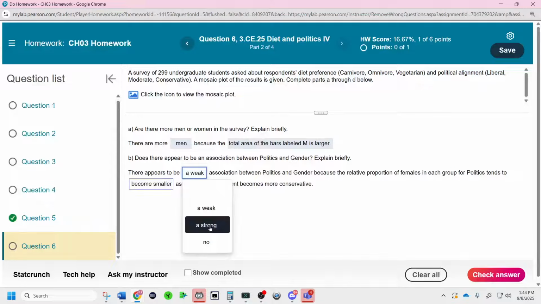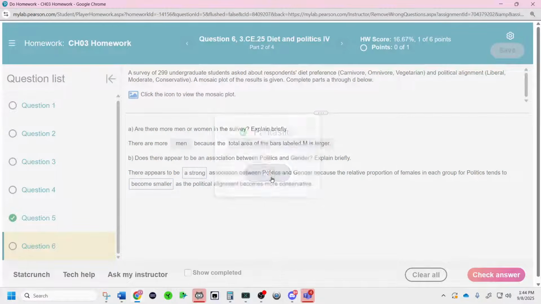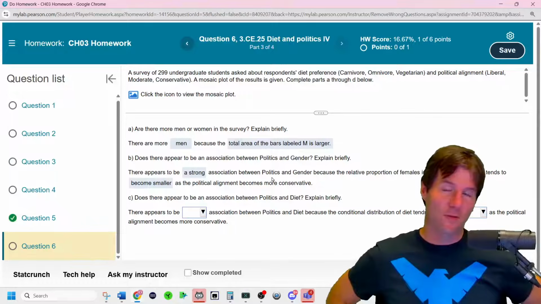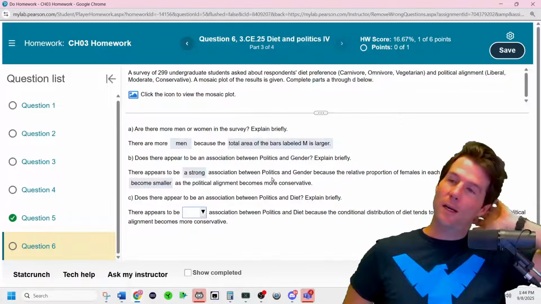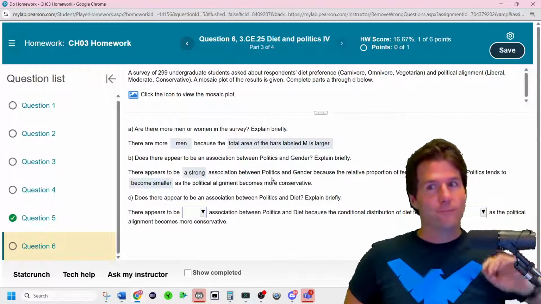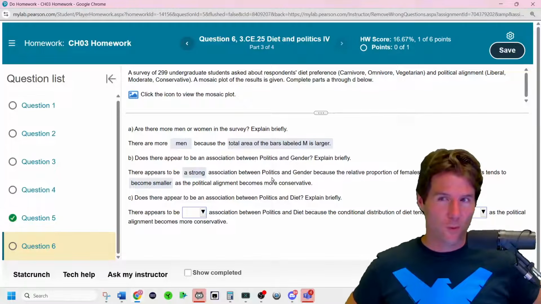And it's strong, really? Calling that strong? That is very subjective. I would have gone with moderate, and that's the problem. There's definitely something going on, and strong, weak, moderate are all subjective words.